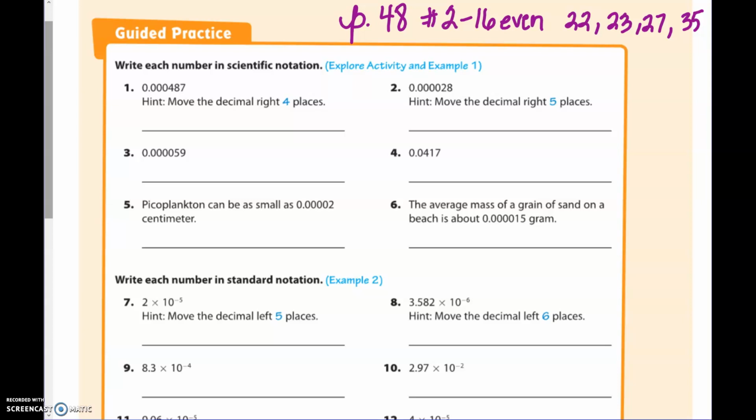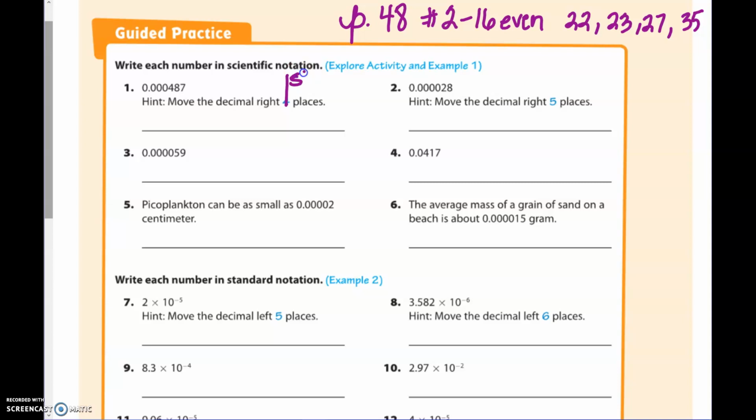Hello, welcome back. Right now, what we're just going to do is correct that page 48. So you guys just did some problems on 48 with some scientific notation and really small numbers and using negative exponents. So remember, there are three things that I like to do.